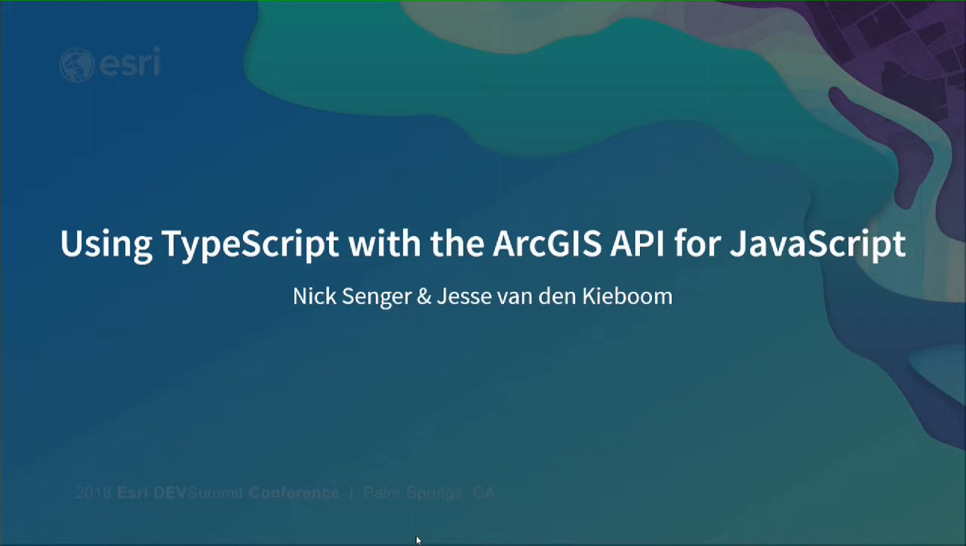My name's Nick Sanger. I work on the ArcGIS Online team. I also work on template apps and doing general, mostly front-end work around the platform. And I'm here with my colleague Jesse, who works on the ArcGIS API 4X, and he also works a lot on the typing. So he's a really good resource for anything related to using TypeScript with the JavaScript API.